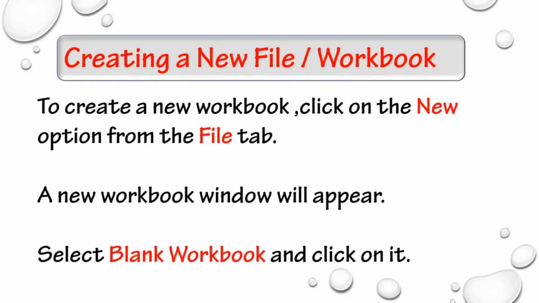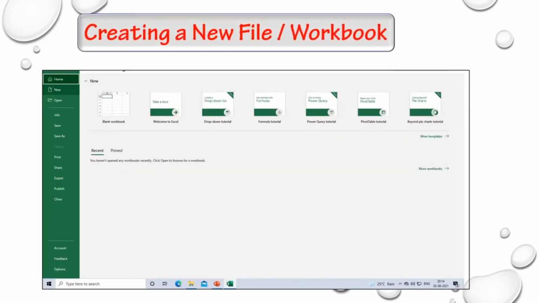Creating a new file or workbook. To create a new workbook, click on the New option from the File tab. A new workbook window will appear. Select Blank Workbook and click on it. When you select New, you will get a window like this. From here, we can select Blank Workbook.